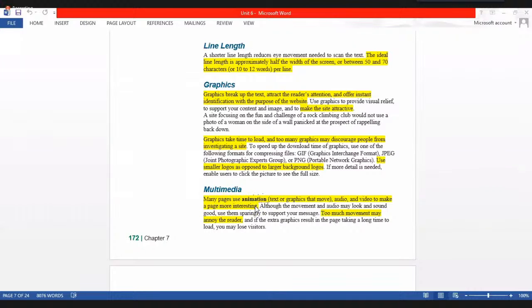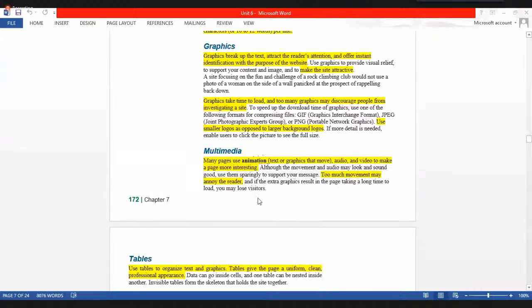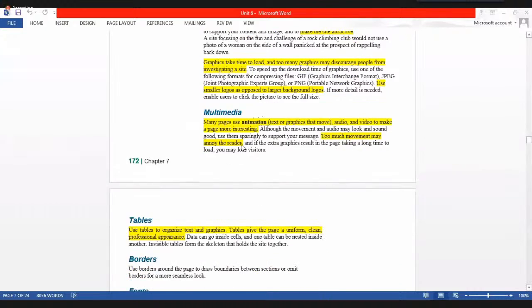And you can also use animation. Animation means text or graphics that move. You can use that also. So audio and video to make a page more interesting. But too much movement may annoy the reader. So that's why, if necessary, then you use. If not necessary, then don't use, because too much movement may annoy the reader. The reader may get annoyed, isn't it? That is, the readers may get discouraged. The readers may become angry at that time. So that's why too much movement is not good there.